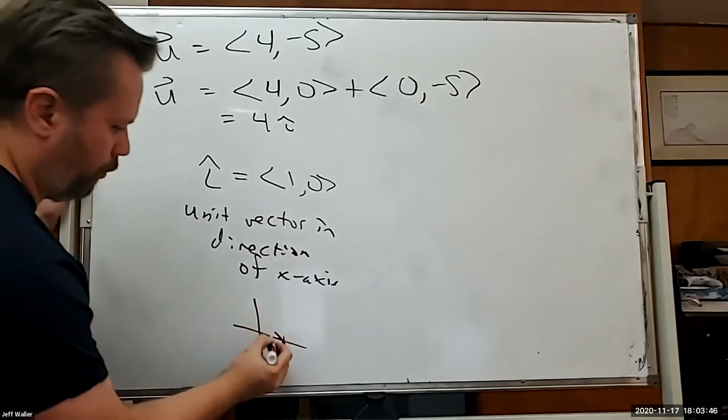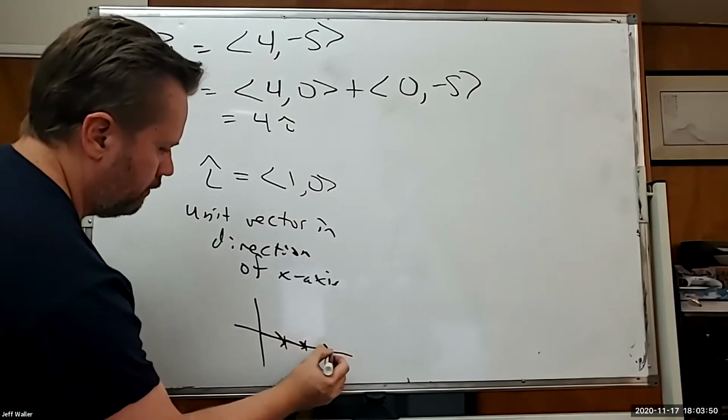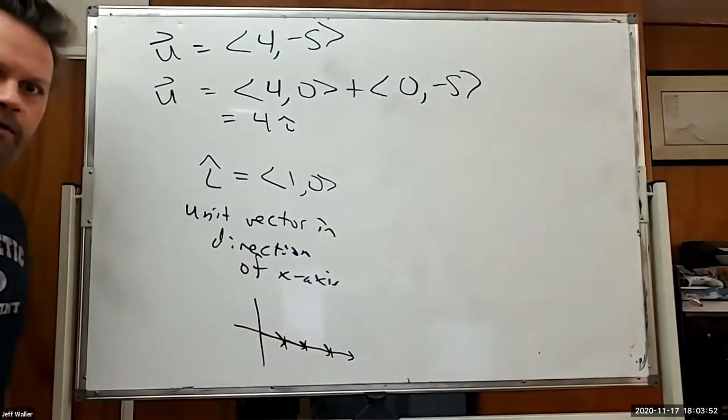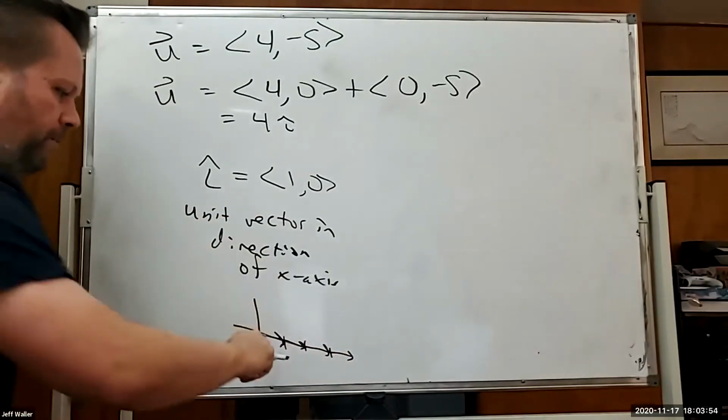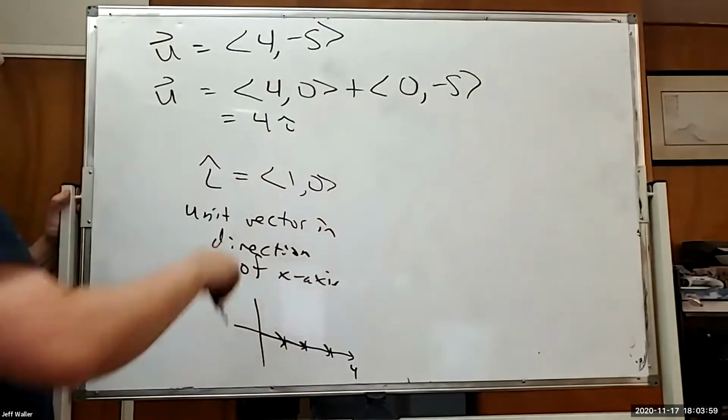If I put 4 i's in a row, now I sound like Game of Thrones. 4 i's in a row, tack them up. That makes 4. It's crazy, and I get out to 4, 0.